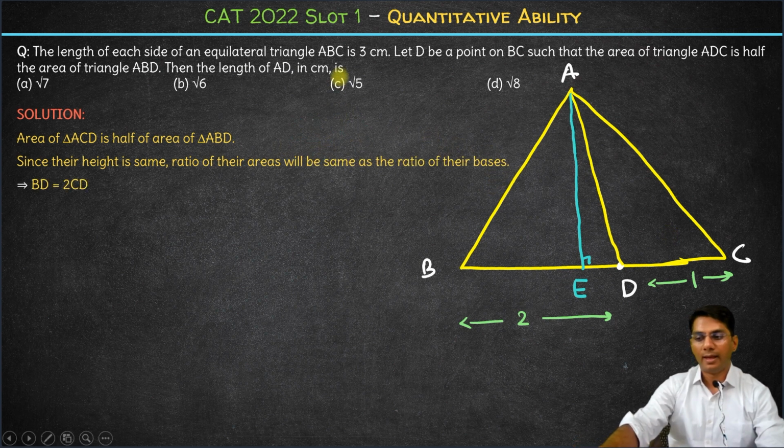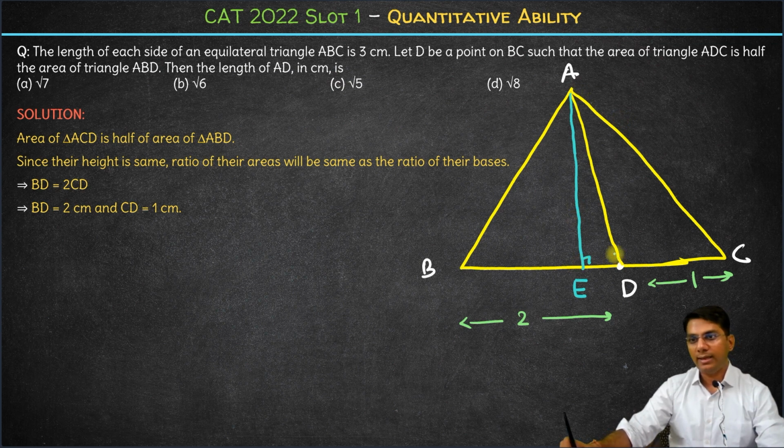Fine. Now next we have to figure out the length of AD, right? Now if you look at triangle AED, this is a right triangle at this point. Hence we can use the Pythagoras theorem here. AD square will be equal to AE square plus ED square. But for that we need to know AE and ED. So let's focus on ED first.